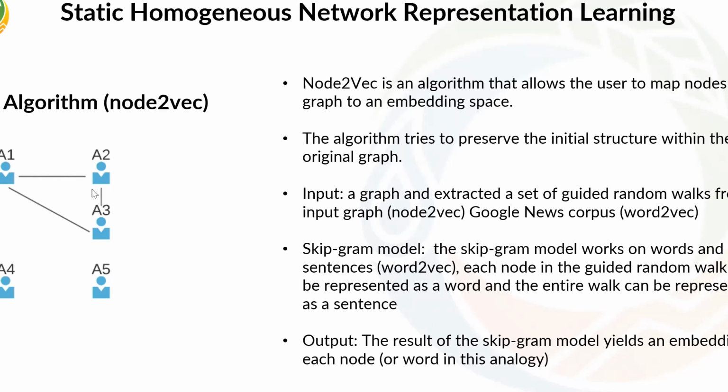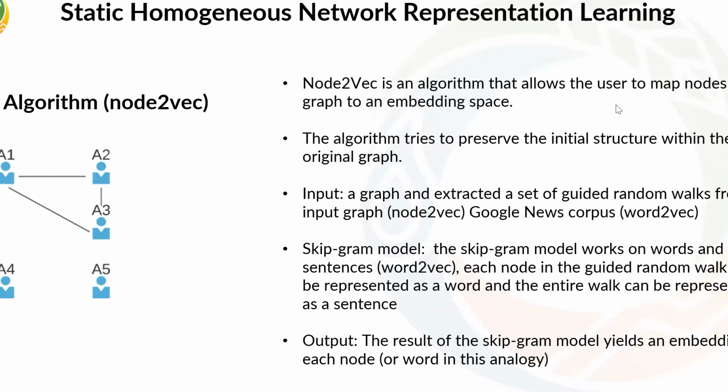It is a homogeneous network. That means we are only considering one type of object and one type of relationship, and that's all. Here we have five academics, and the edges between them represent the collaboration publication relationship. And static means we only consider the network at a particular point in time; it remains unchanged. And node2vec is one of the algorithms developed for this type of network.